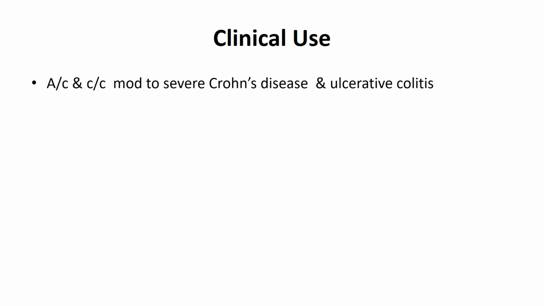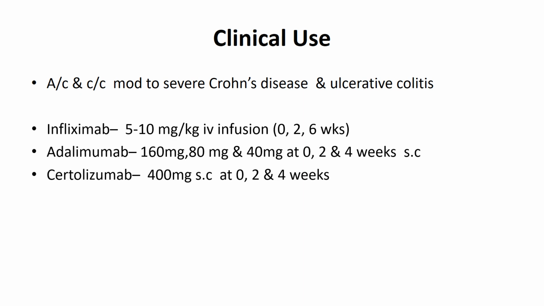Clinical use is in acute and chronic cases of moderate to severe Crohn's disease or ulcerative colitis. The dose of infliximab is 5 to 10 mg/kg IV infusion at week 0, then the second week and the 6th week. So only 3 doses: 0, 2 and 6 weeks. Adalimumab is 160 mg, 80 mg or 40 mg according to the symptoms at 0, 2 and 4 weeks, given subcutaneously. Certolizumab is 40 mg sub-Q at 0, 2 and 4 weeks, so it is given once weekly injection with a gap of 2 weeks.